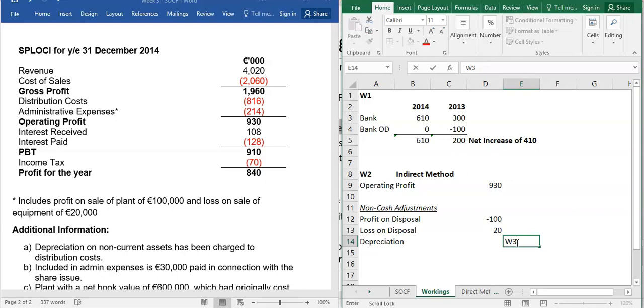And we'll do working 3 for both. So we'll do the same working 3. There's depreciation on plant and depreciation we have on equipment as well. So some questions they will tell you what the depreciation is, others you're going to have to work it out using accumulated depreciation. So we'll come back to that then. Both of those are going to be working 3.